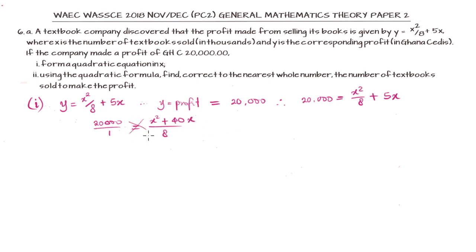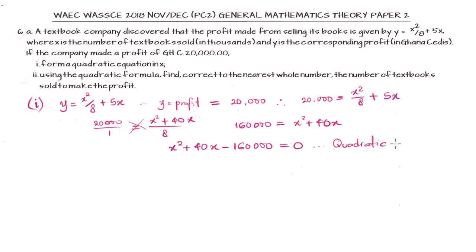If we cross multiply, that will yield 160,000 will be x squared plus 40x. And to form a quadratic equation, that will be x squared plus 40x minus 160,000 is equal to 0. So we have our quadratic equation from the word problem that we are given. Now, in question number 2, we are to use the quadratic formula. Notice we are given what we need to use. We are to use the quadratic formula to find the number of textbooks that will be sold to make the profit. And x, we have been told, is the number of books. So x is what we solve for in this quadratic equation.